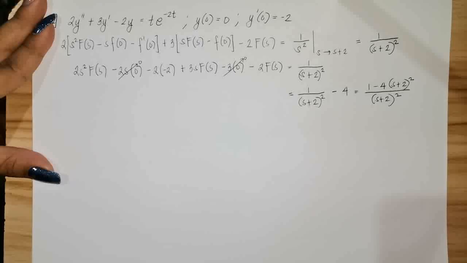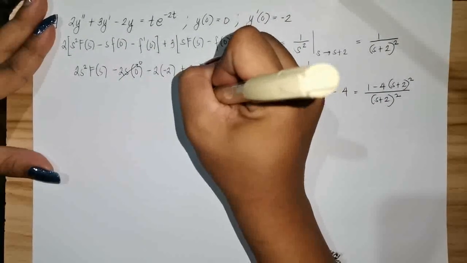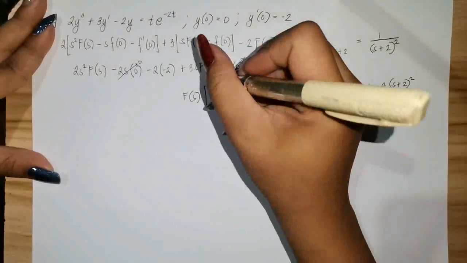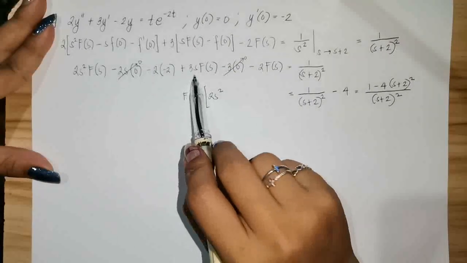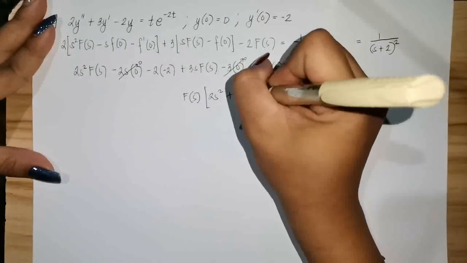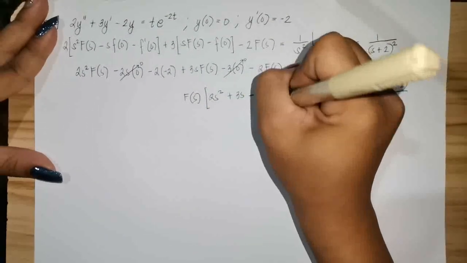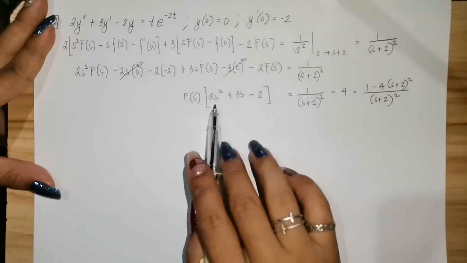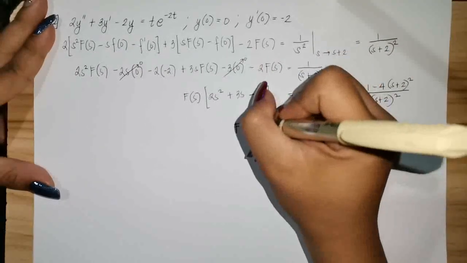Okay, so factoring out your f of s, lahat na may f of s, so that's 2s squared. Next is plus 3s. Next is minus 2. So, i-divide natin siya ngayon dun sa kasama ni f of s to get the equation of the Laplace transform.